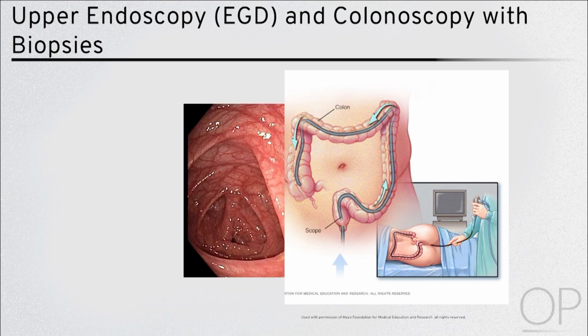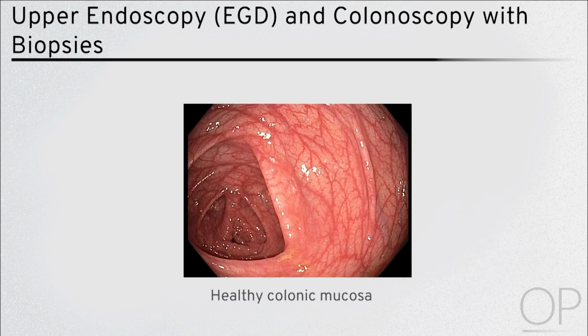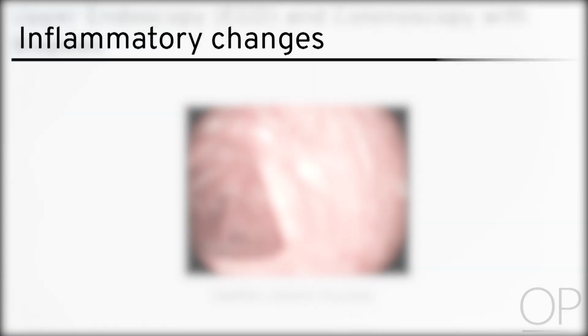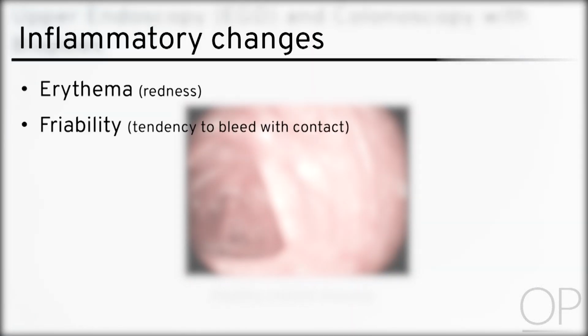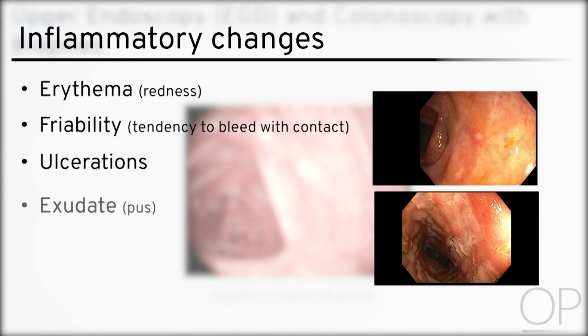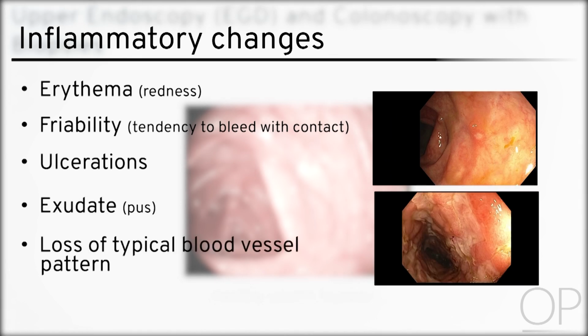The endoscopist will look for inflammatory changes that are suggestive of IBD, which can include erythema or redness, friability or tendency to bleed, ulcerations, exudate or pus, and loss of typical blood vessel pattern. They will also take small pinches of tissue, called biopsies, which a pathologist will look at under a microscope. Ultimately, this allows for characterization of the location and severity of intestinal inflammation, which helps with treatment selection.